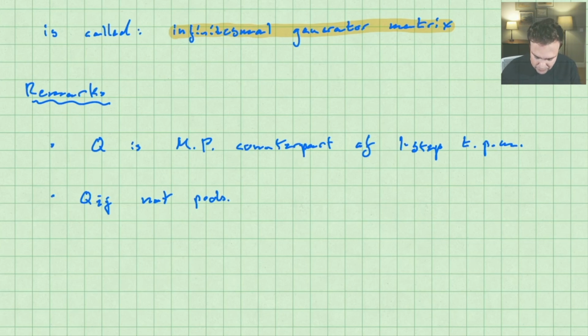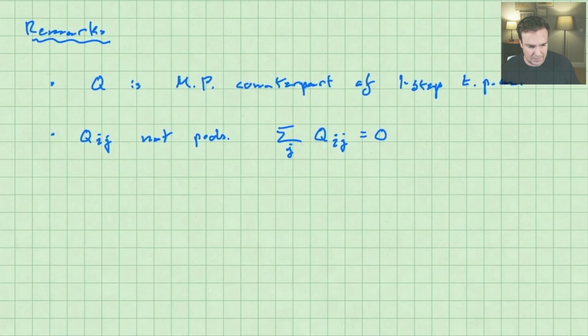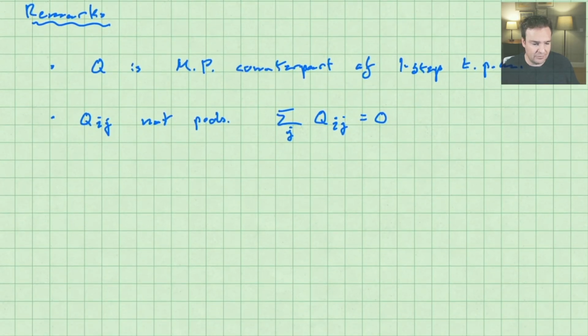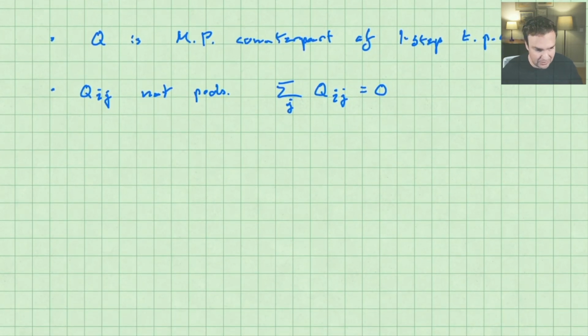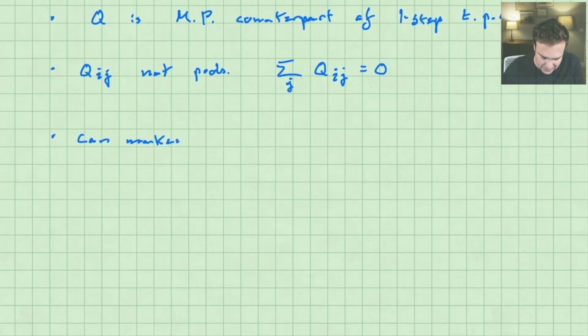Also, if you sum over j of Q_ij, these sum to 0. These things have a lot of information about the rates and all sorts of stuff. But here's the idea. You can build this matrix, and you can make the following thing. We're not really going to use this, but I just want you to see it.